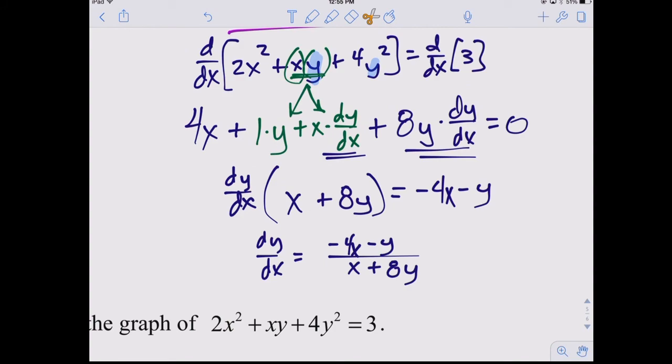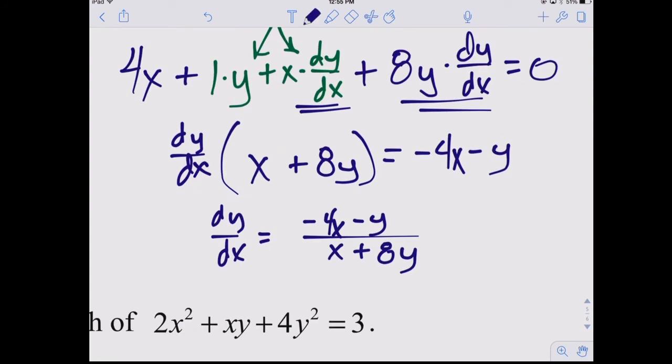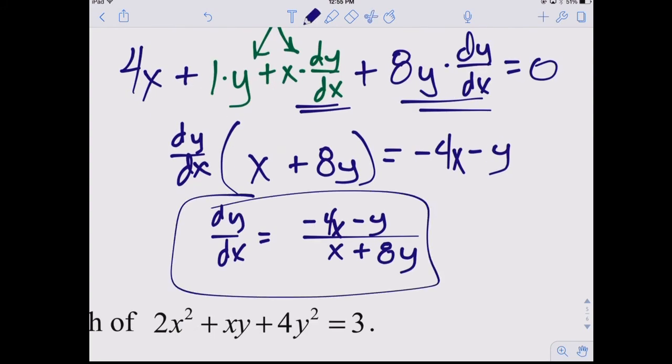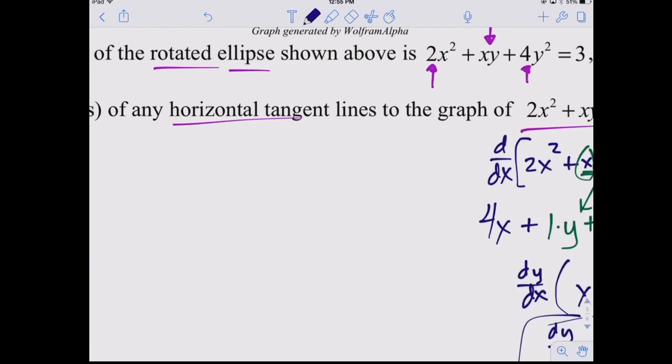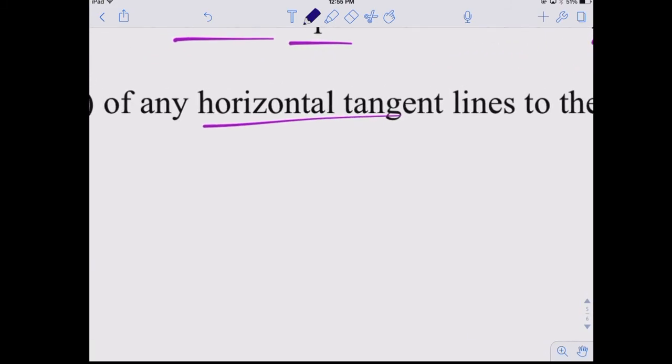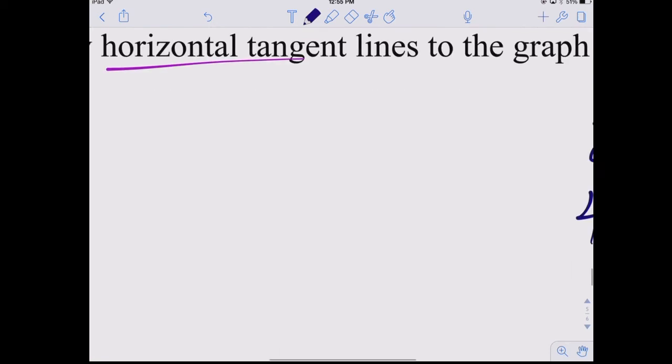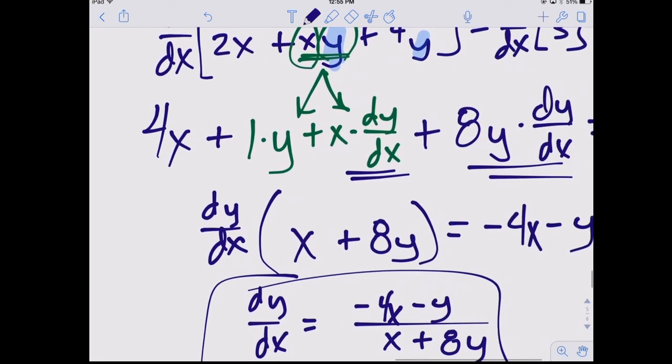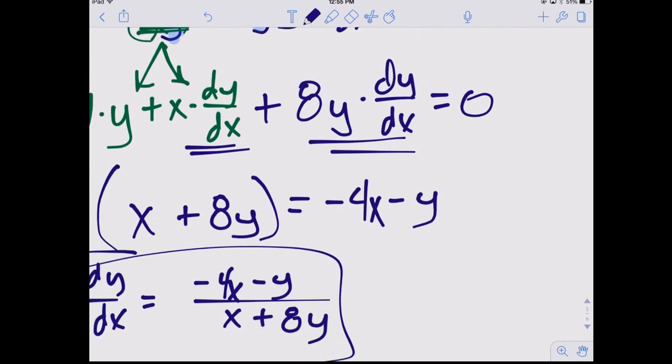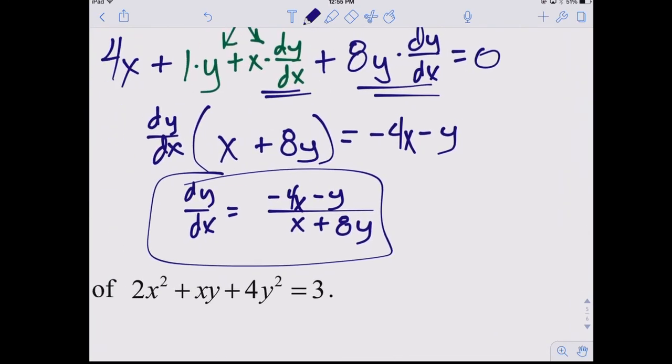Okay, so now that we have the derivative, the correct derivative with that x in there like it's supposed to be, now I got to go back up here and remind myself what I was doing, right? I was looking for the horizontal tangents. So I need to set the derivative equal to what? 0.